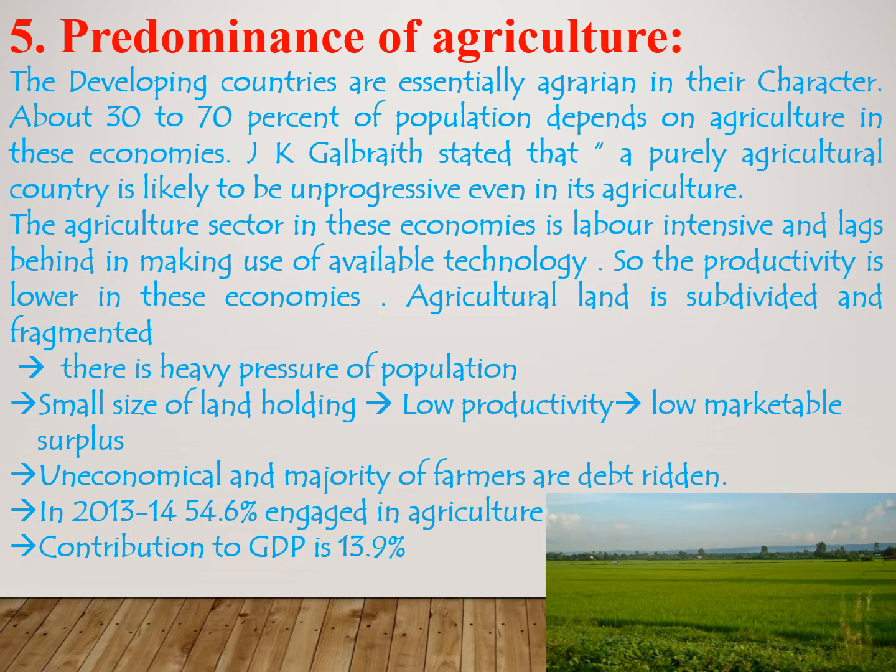That means all the workers we used to see in rural areas, they dress up nicely and they take their lunch bags and they go directly to the farms and fields. Most of the people in rural areas go and work in the agricultural sector. So agricultural land is subdivided and fragmented. There is a heavy pressure of population on the agricultural sector. Small size of the land holdings and low productivity of agriculture.